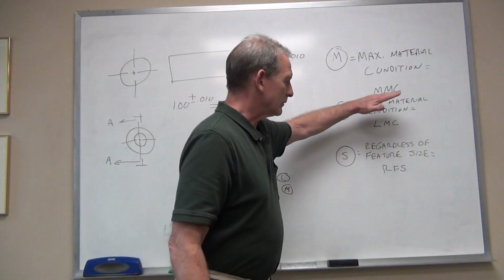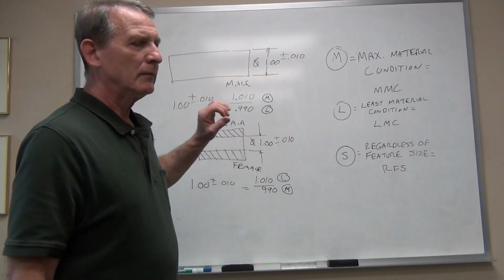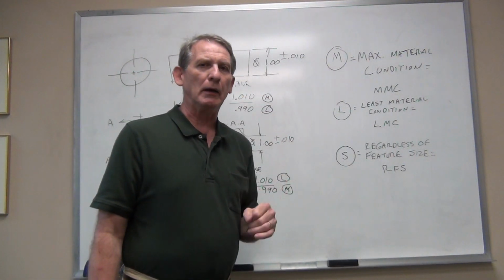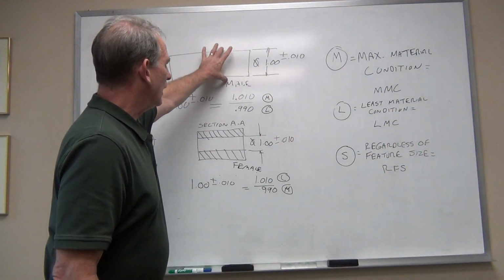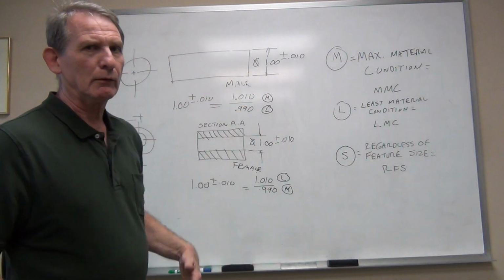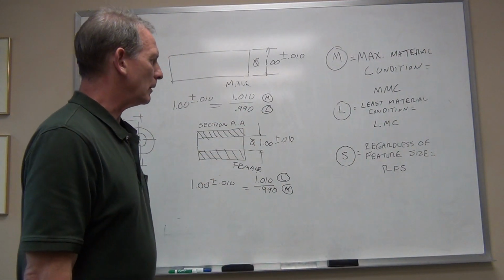Okay. Similarly, the least material condition represents the limit where there's the least amount of material in the feature. So if we turn the shaft down to the smallest it can be, that will be the least amount of material, and we'll give it the least material condition modifier.